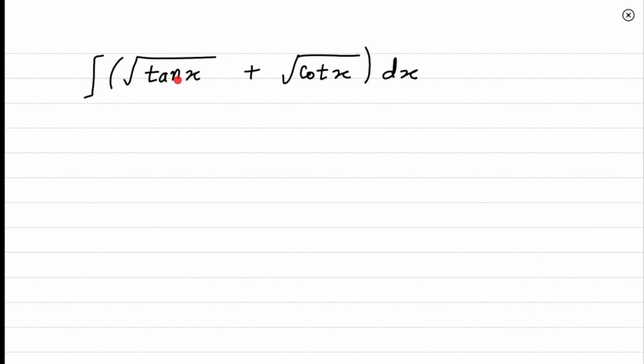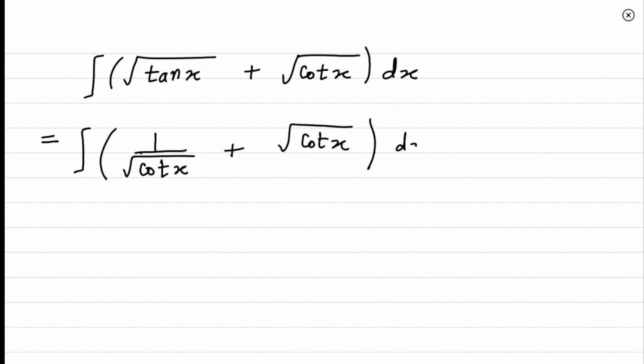In order to simplify this, you either convert this function in terms of tan or convert it in terms of cot. So you choose one and do that conversion. Let's see if I convert it in terms of cot. So I can write that tan x as 1 divided by cot x. So I have 1 divided by square root of cot x plus square root of cot x, and we are integrating this with respect to x.